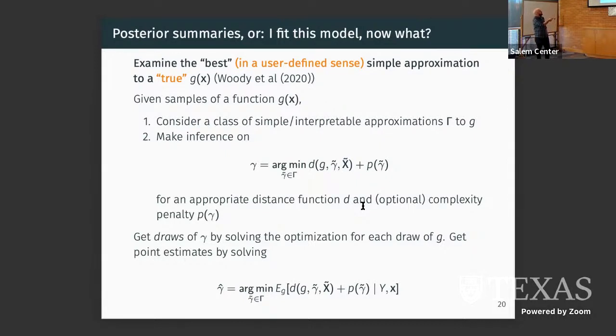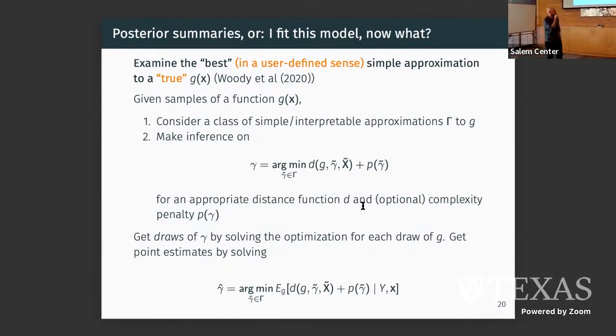So the idea here in posterior summarization is pretty straightforward. We're going to think about some function we want to estimate, g. You can think about g as tau again. What we want to do is examine the best simple approximation to the true function g. Right? What do we actually think we get when we fit a linear model? We hope we're getting the best linear approximation to the true data generating process, right?